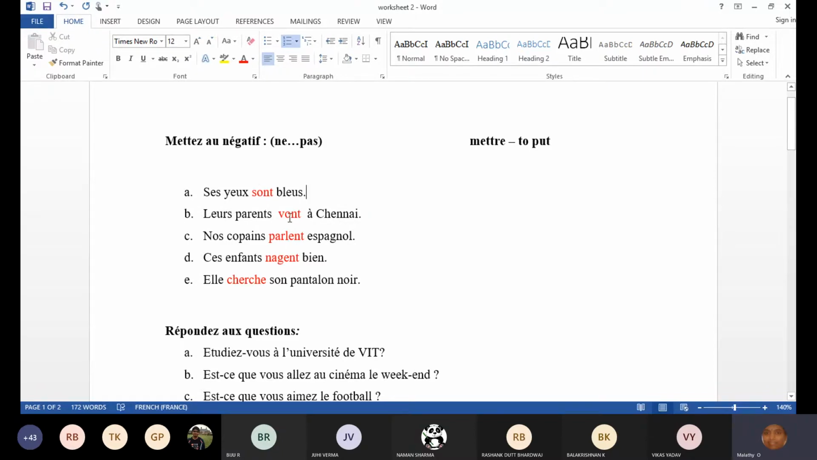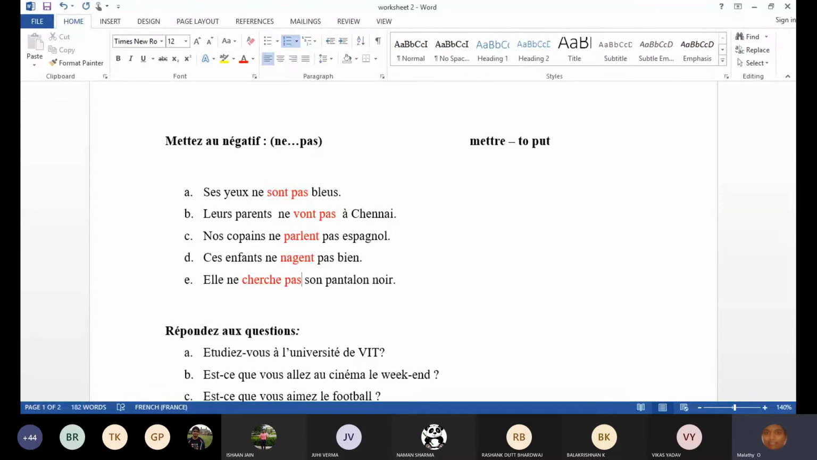And now I'm going to add ne pas. So where do I add that ne pas? Ma'am, ne before the verb and pas after the verb. Yes, very good. Thank you. So it's ne before and pas after, and now the sentences are all in the negative form.